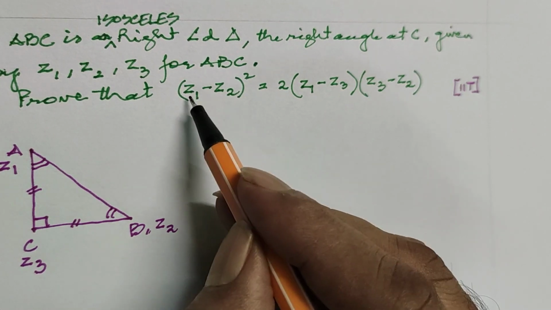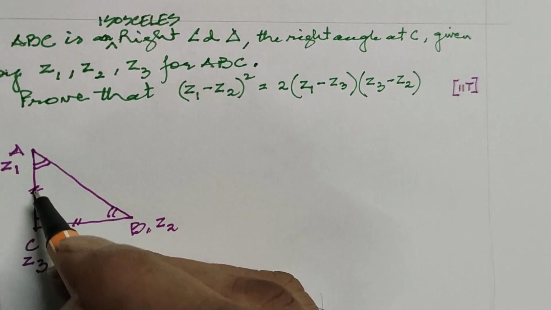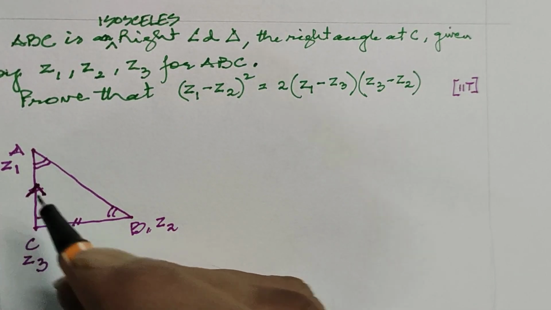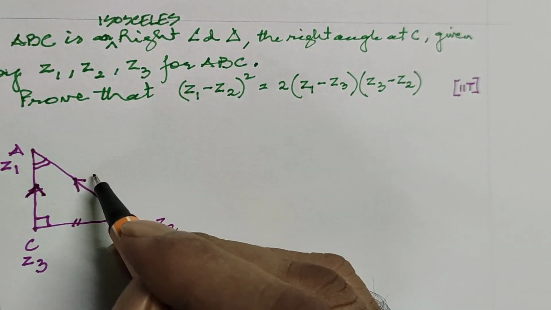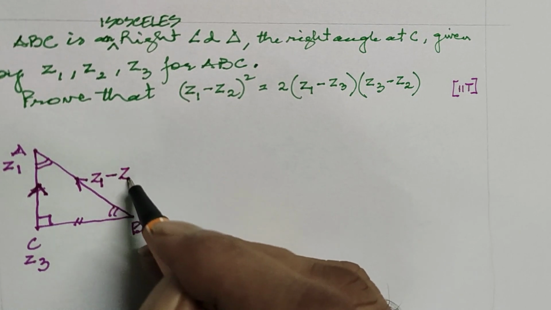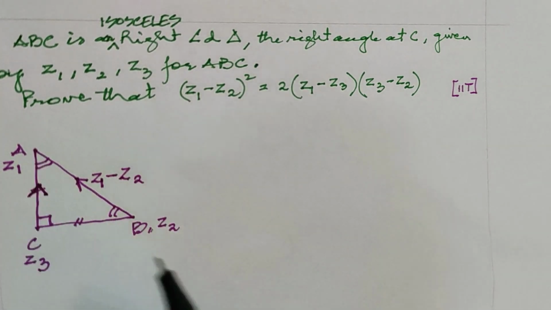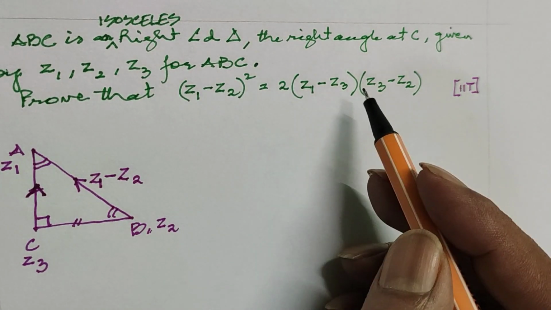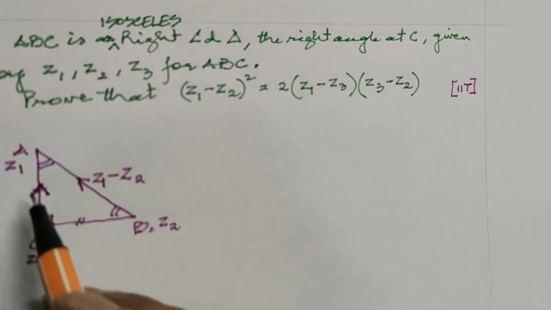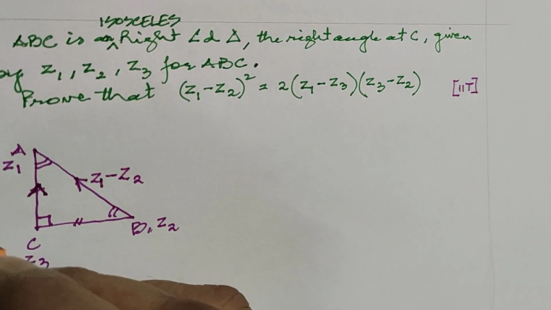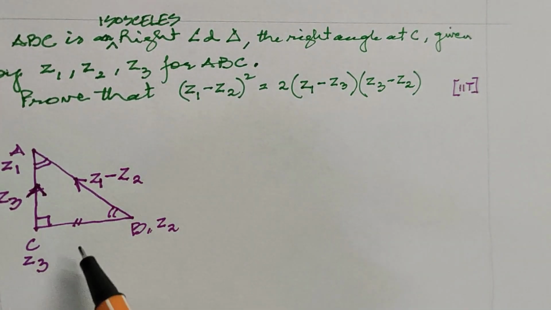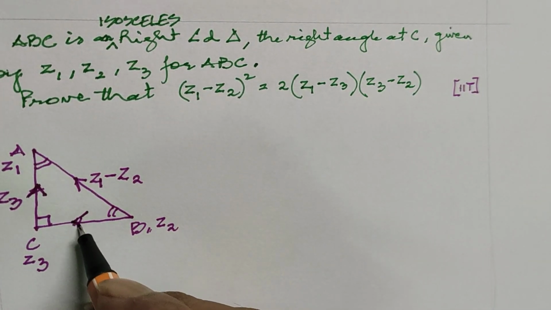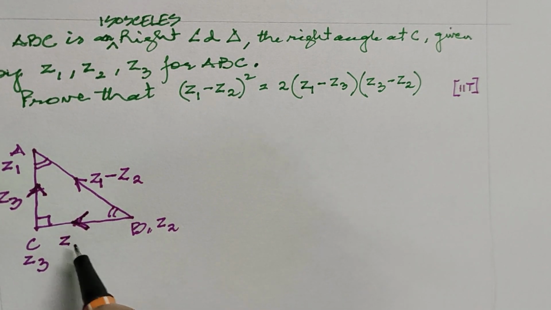So Z1 minus Z2, Z1 is coming first. So the arrow is towards Z1. So this is Z1 minus Z2 because Z2 is here, Z1 is here. Z1 minus Z3, okay, towards Z1. So this is Z1 minus Z3, and Z3 minus Z2, that is towards Z3 minus Z2.